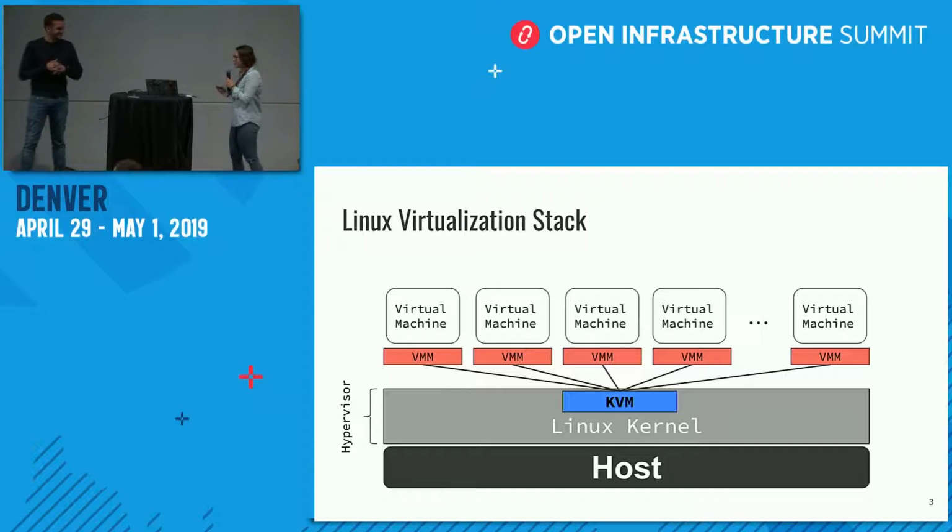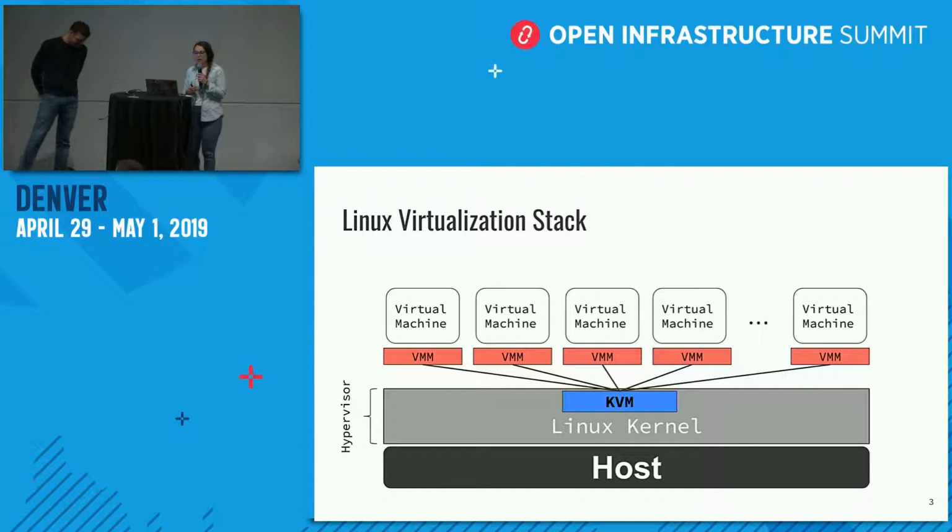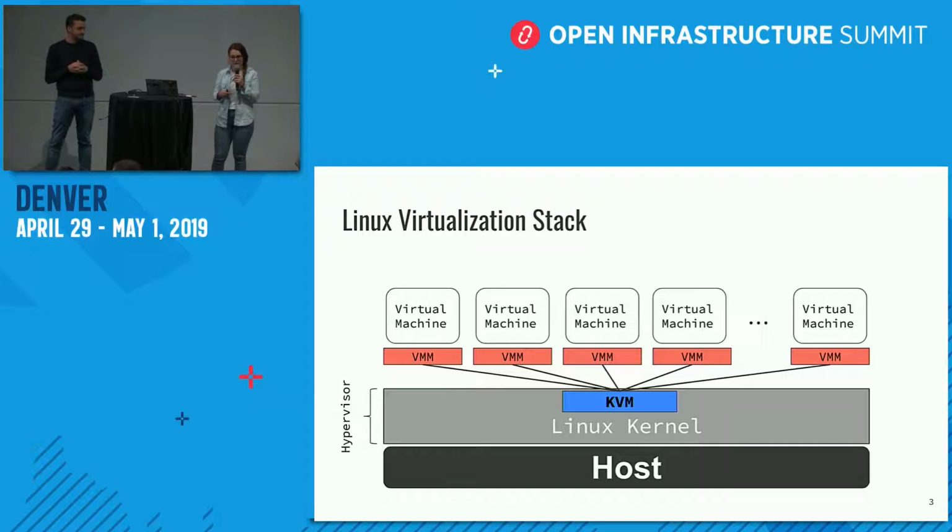So let's talk a bit about the Linux virtualization stack. We have the host, we have the Linux kernel, and in the Linux kernel, we have KVM. And what we are doing here is that on top of KVM, or using KVM, which in this context becomes the hypervisor, we are running virtual machine monitors, so VMMs. And in this model, each virtual machine monitor is going to run one virtual machine.